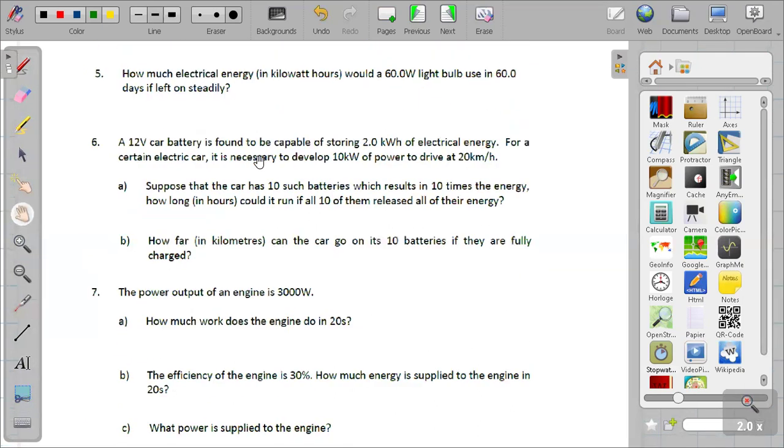Now in the next one, how much electrical energy in kilowatt hours would a 60 watt bulb use in 60 days if left on steadily? Firstly, you have to find power into time. So it is 60 watt for 60 days. 60 days, each day 24 hours, into 60 minutes, converting to seconds again into 60. You just need to convert it to kilowatt hours.